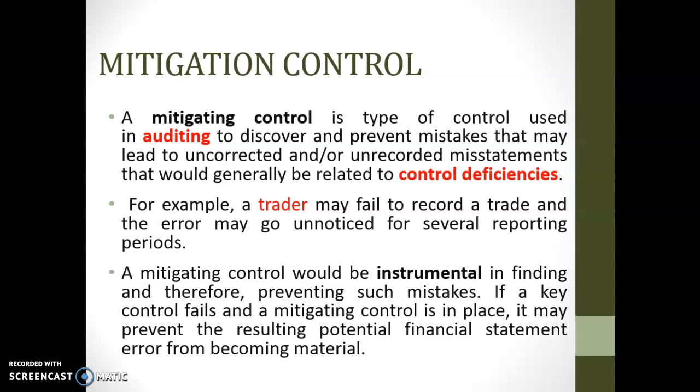So, for example, a trader may fail to record a trade and the error may go unnoticed for several reporting periods. This is regarding IT, finance and banking. So, mitigating control will be instrumental. Dia akan jadi platform di sini to prevent the mistake. So, if a key control fails, the mitigating control will take place. So, it will prevent the resulting potential financial statement error from becoming material.